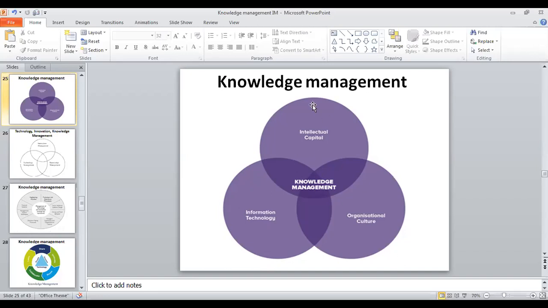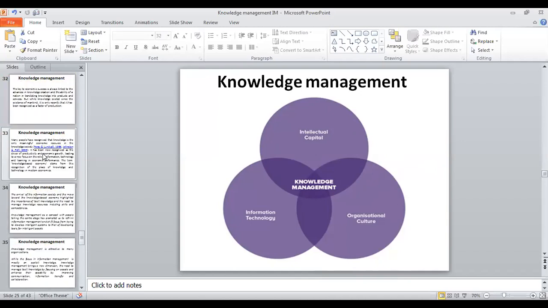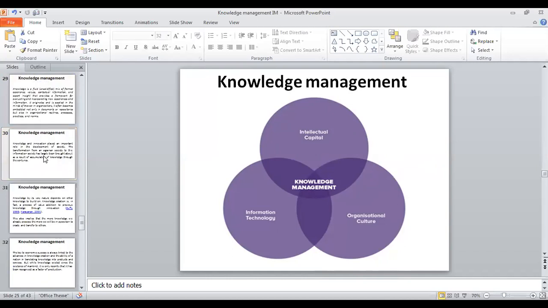So these three together play a role in organizations. In the 3M company, organizational culture is wonderful. Intellectual capital is wonderful. And information technology is at the level best. But information technology alone cannot do anything. They have to have a very good organizational learning and innovation culture. And they should have this intellectual capital, the knowledge capital, very important. So these three play a very important role. You have to feel this, you have to understand this about tacit knowledge.